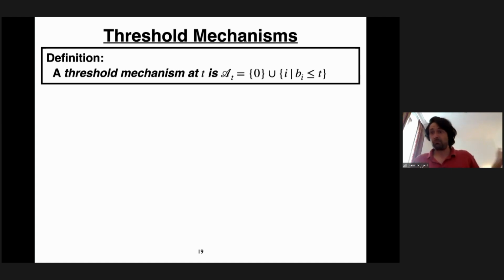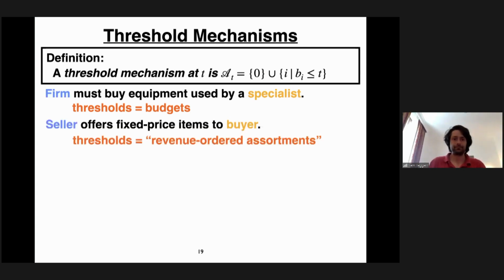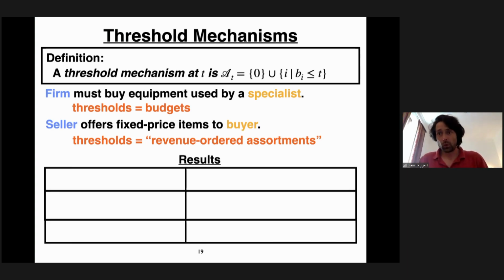These mechanisms are practically ubiquitous. So in our equipment purchase example, this is just the firm imposing a budget on the specialist. In assortment optimization, these are really well-studied objects. They're usually referred to as revenue-ordered assortments in this literature. So we're going to be analyzing how well threshold mechanisms do compared to the optimal delegation mechanism. So in some sense, you can think about this as explaining their prevalence.